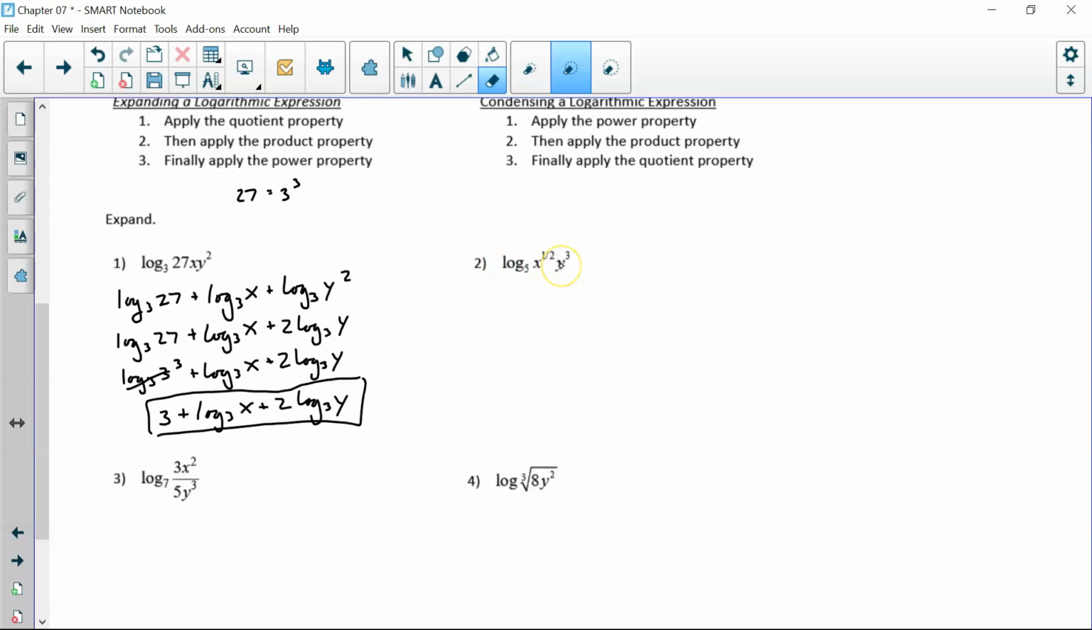Number 2, once again, there's no fractions with our log, so use our product property. Log base 5 of x to the 1/2 plus the log base 5 of y to the third. There's our product property. Now for the power property, the exponents just slide out front and become coefficients. 1/2 log base 5 of x plus 3 log base 5 of y.